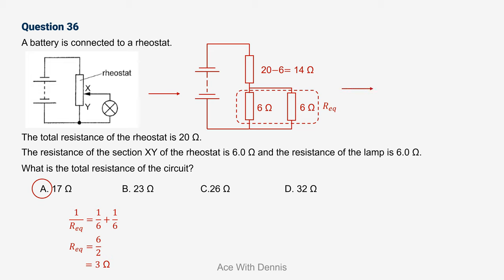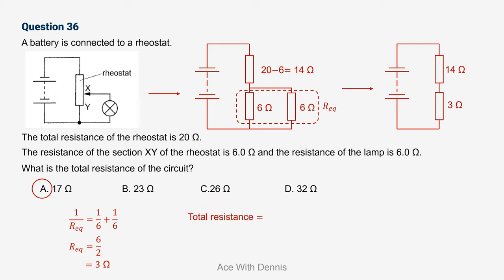Now, we can redraw this circuit into this diagram, where the 14 ohms is connected in series with the 3 ohms. Since they are connected in series, the total resistance is just adding these two resistances, 14 plus 3, which is 17 ohms. Hence, the answer is A, 17 ohms.